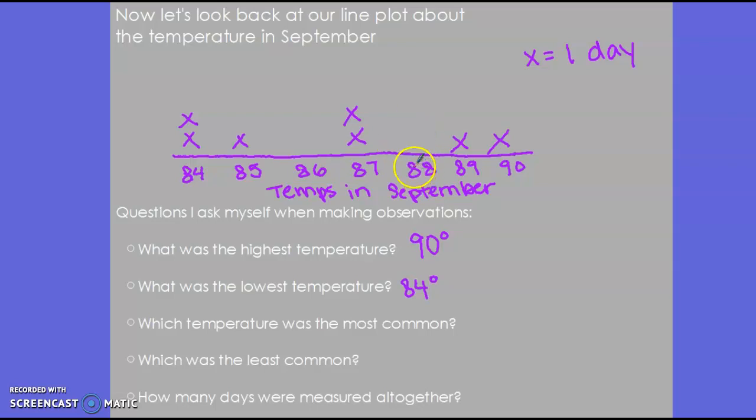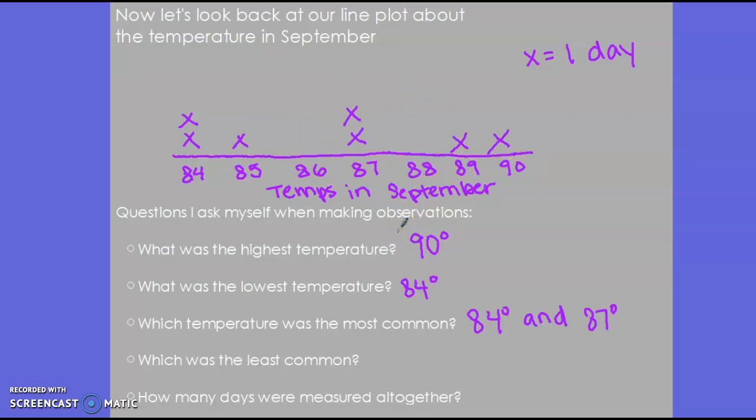And neither with 88. 85, 89, and 90, those all happened one day. They only have one x, so they only happened one day. But 84 and 87 degrees both have 2 x's, which means those both happened 2 days each. So actually, the temperature that was the most common is a tie between 84 and 87 degrees. So I would say 84 degrees and 87 degrees. The most common, guys, just means the one that happens the most times. And if each x represents 1 day, that means the temperatures of 87 degrees and 84 both happened 2 days, which is more than any of the other ones occurred.